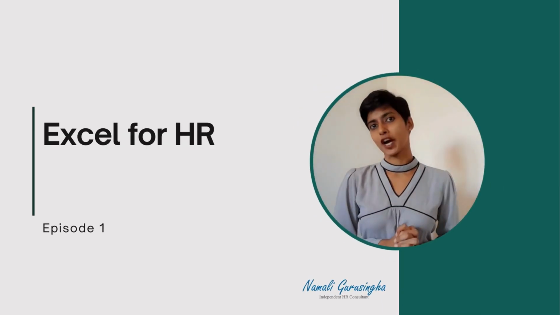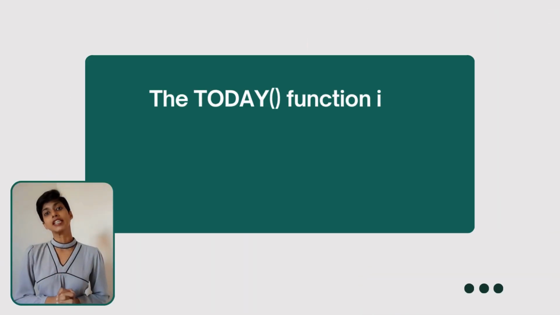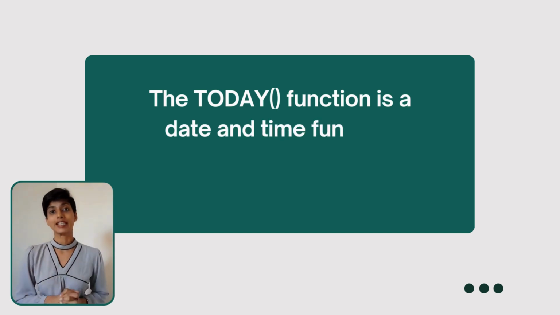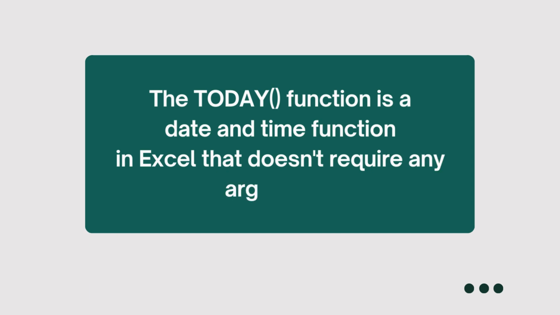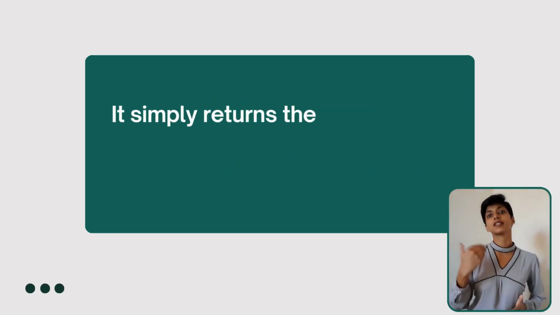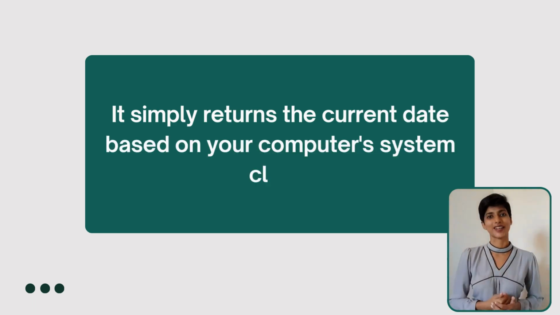Excel for HR. Let's look at the TODAY function. The TODAY function is a date and time function in Excel that does not require any arguments. It simply returns the current date based on your computer's system clock.